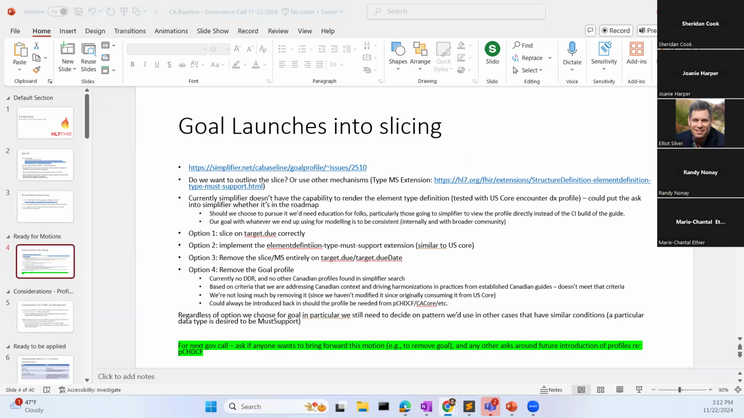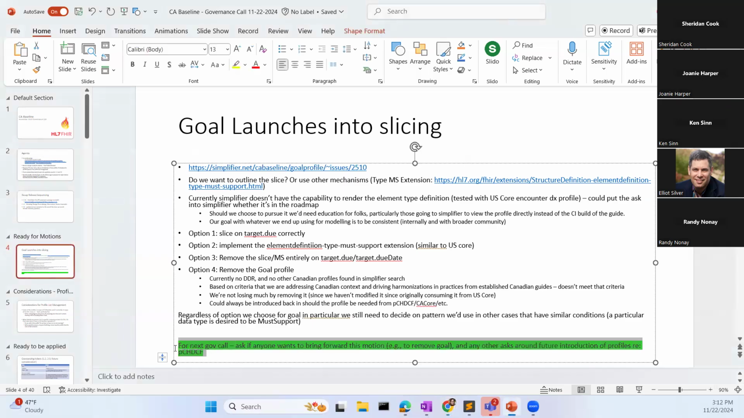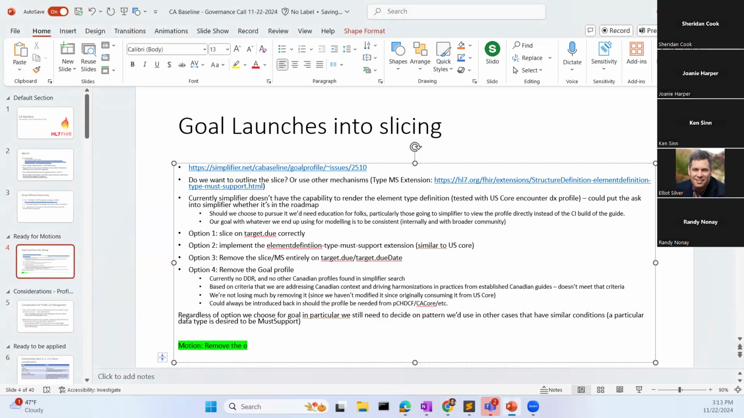And if the answer to that is no, does anyone want to put forward the formal motion about what we should do in terms of goal? I'll make the motion to remove the goal from baseline. Okay. Any edits to this before we ask for a seconder? Anyone interested in seconding this motion? I will.